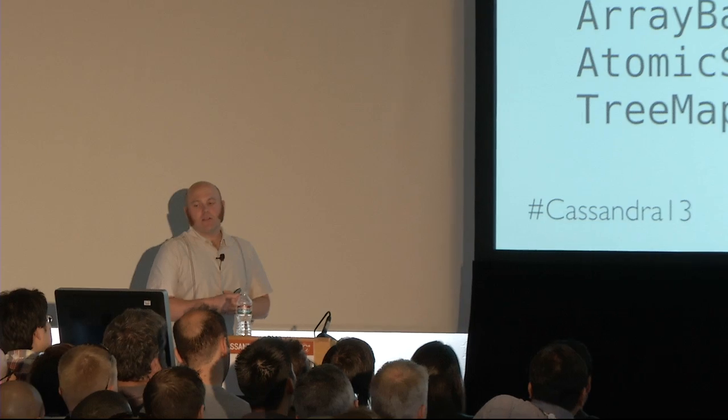We have ISortedColumns. This is the guy that contains all of your column objects. We have 3 implementations. The ArrayBackedSortedColumns is thread unsafe and used on the read path. The AtomicSortedColumns has isolated updates. It's used by the memtable. And the TreeMapBackedSortedColumns is a thread safe structure we use in multiple places.